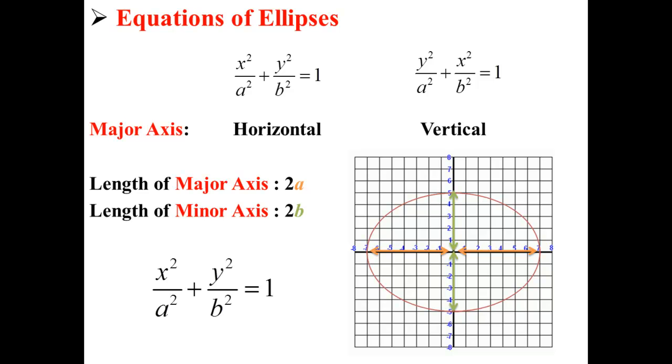So let's try to find the equation of this ellipse. Its major axis is horizontal, so we're going to use the equation x squared divided by a squared plus y squared divided by b squared is equal to 1. Here, our a is equal to 7 and our b is equal to 5, so our a squared is 49 and our b squared is 25.